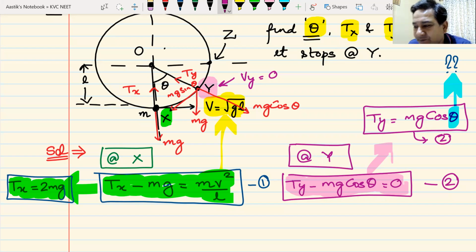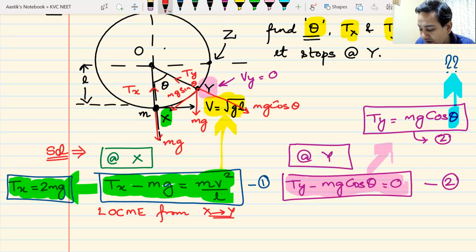Nothing can happen then. Can I get the other equation? Anyone? Well, I can't give you any more time, so I'll have to just go ahead. The next equation which will help me in solving this problem is my equation of law of conservation of mechanical energy. And this equation I am going to apply from x, the lowest point, to y, the highest point.